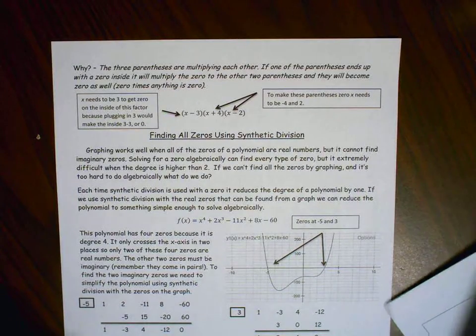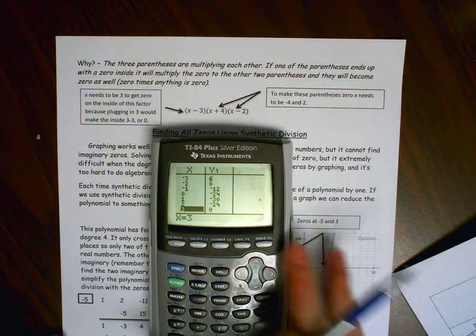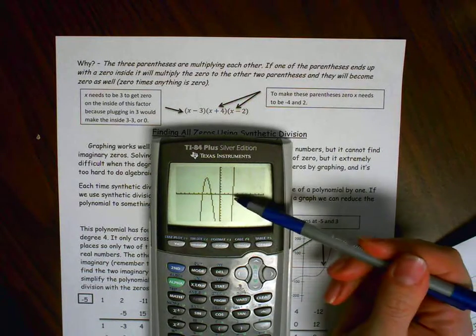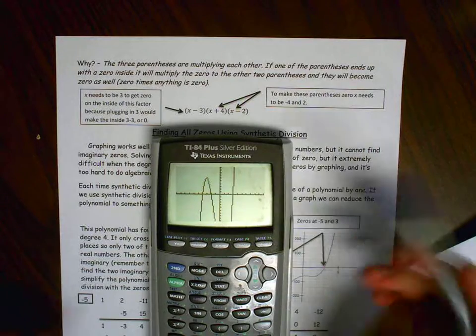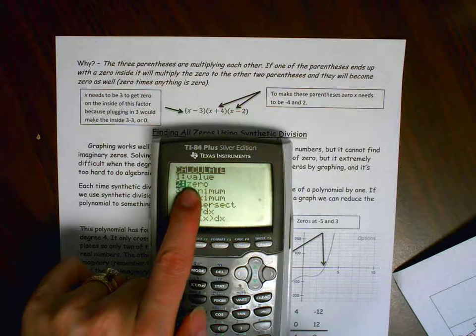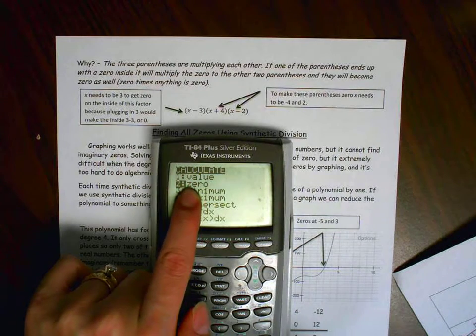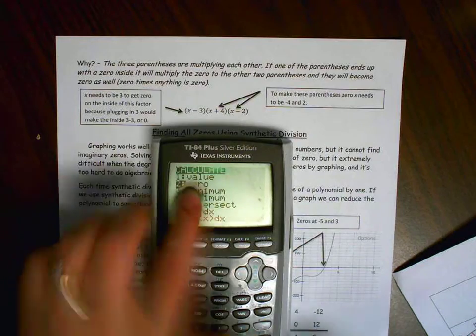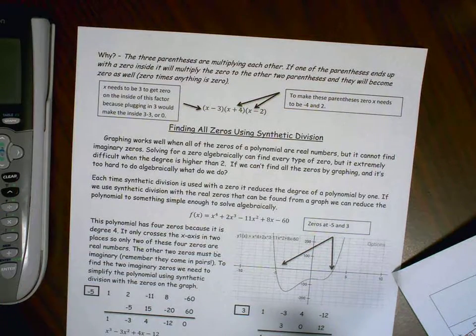My real zeros, I have multiple ways to find real zeros, right? I can look at the graph, I can look at the table, and even if my graph does not cross at a tick mark, I know that I can do second calc number 2 and I can find zeros that way on my calculator as well. But I can't find the imaginary zeros on my calculator. So here's how synthetic division can help us with the imaginary zeros.